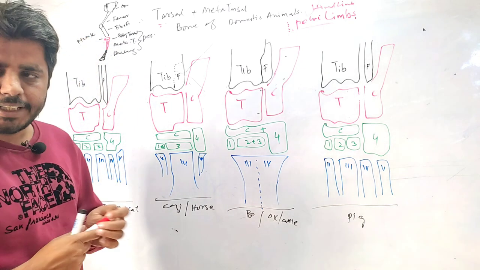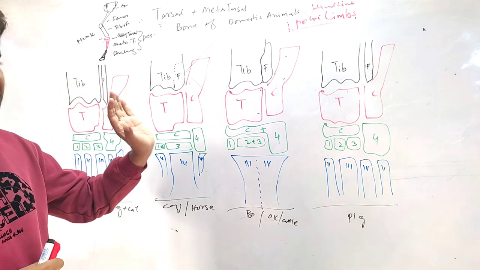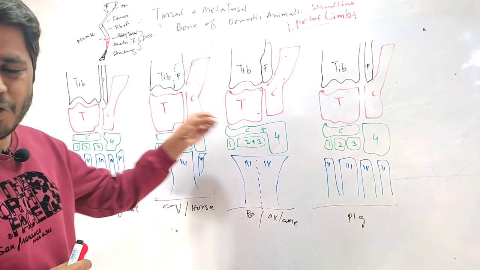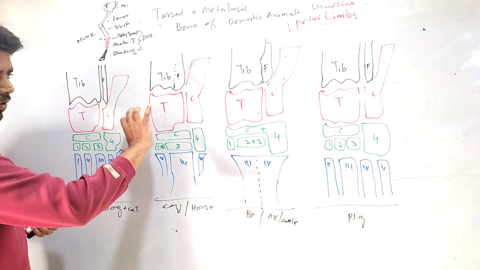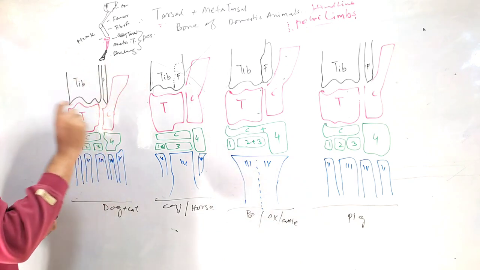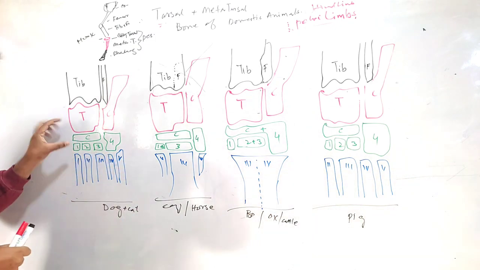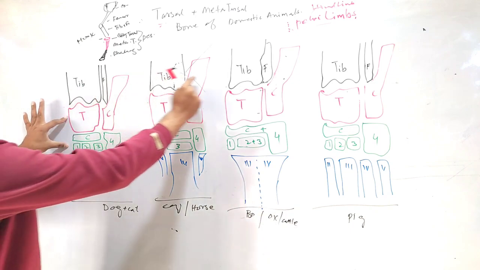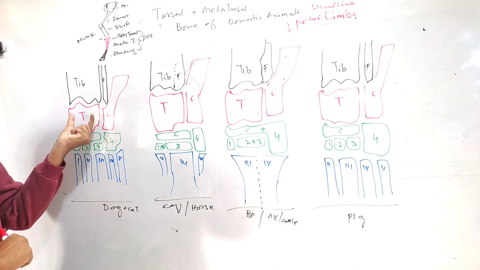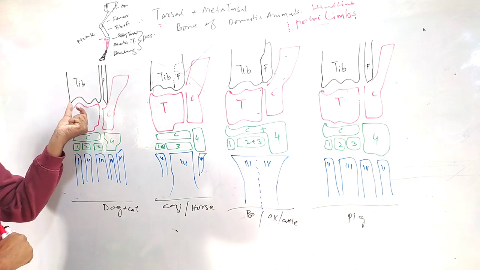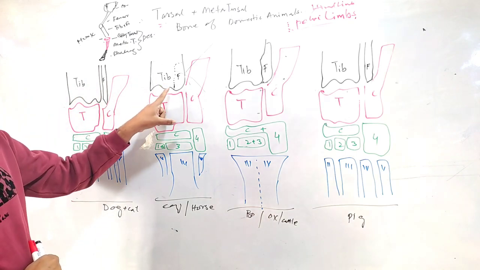The point you need to understand is that these tarsal bones are organized in three rows. Tarsal bones have how many rows? Three lines. In the pelvic limbs, tarsal bones are organized in three rows. For example, look here on this diagram. This black part, in every species, is denoted with what? Tibia and fibula, because the tarsal bones proximally form articulation with tibia and fibula.